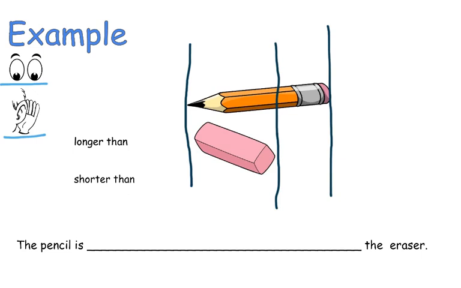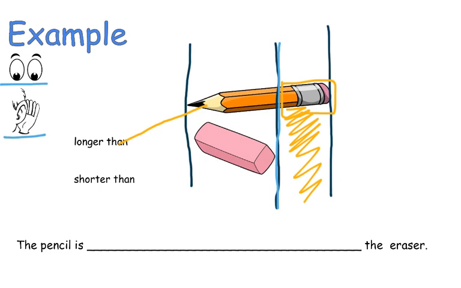So now I'm going to look at it. The eraser ends at this line here. And I'm noticing that there's all this space left and there's still more pencil. So now I'm thinking, which one is longer? Like bigger. Which one is longer? The pencil is longer than. So the pencil is longer than the eraser.